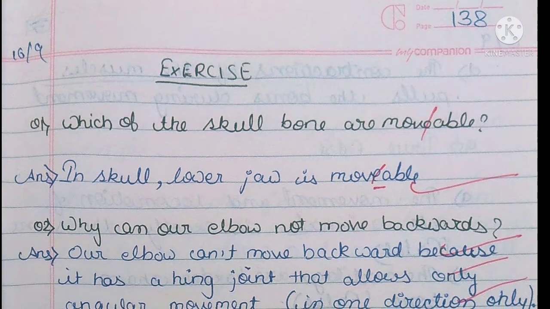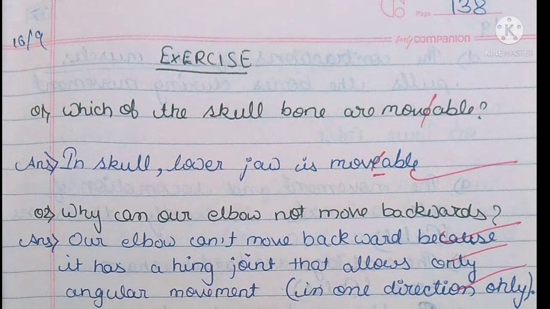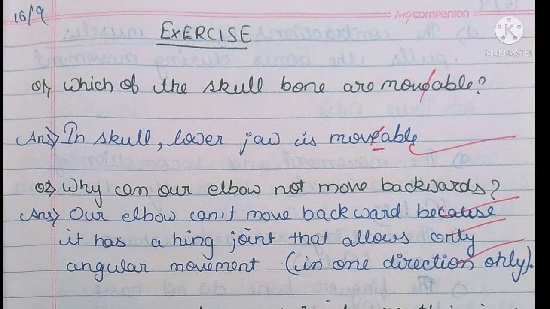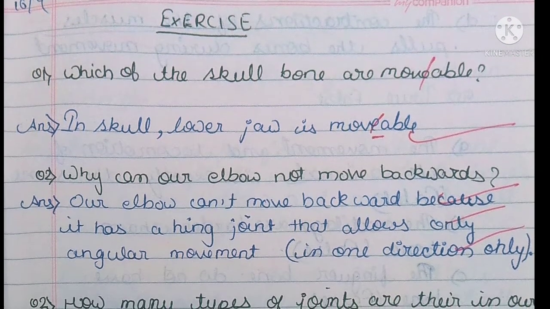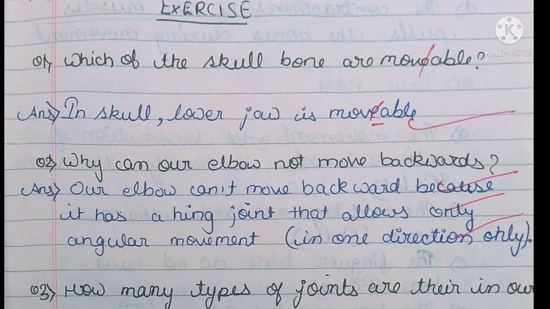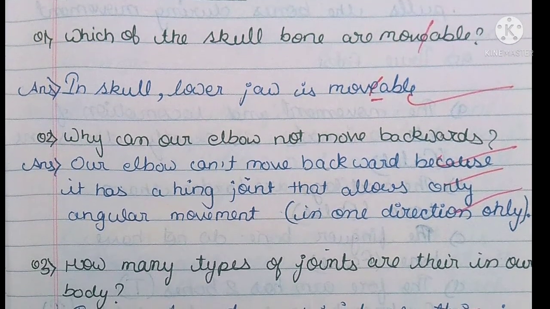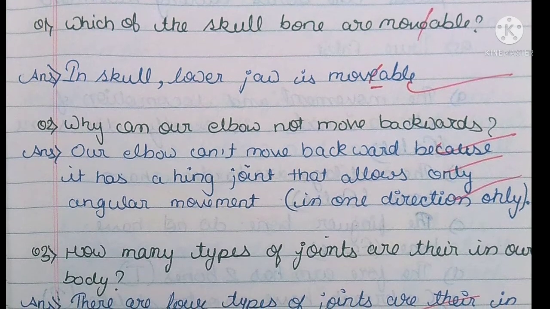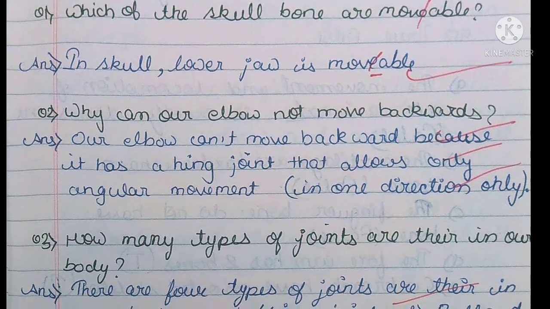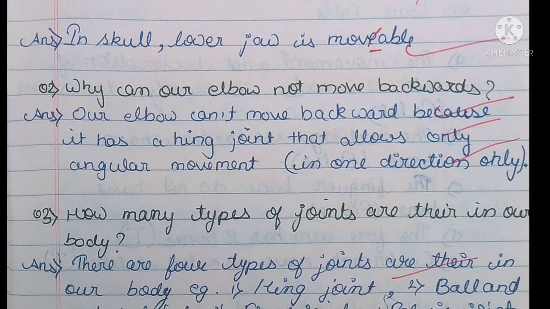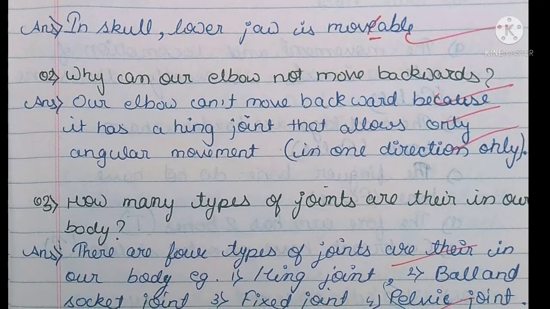Exercise. Question number 1. Which of the skull bones are movable? Answer. In the skull, the lower jaw is movable. Question number 2. Why can our elbows not move backward? Our elbows can't move backward because they have a hinge joint that allows only angular movement in one direction only.